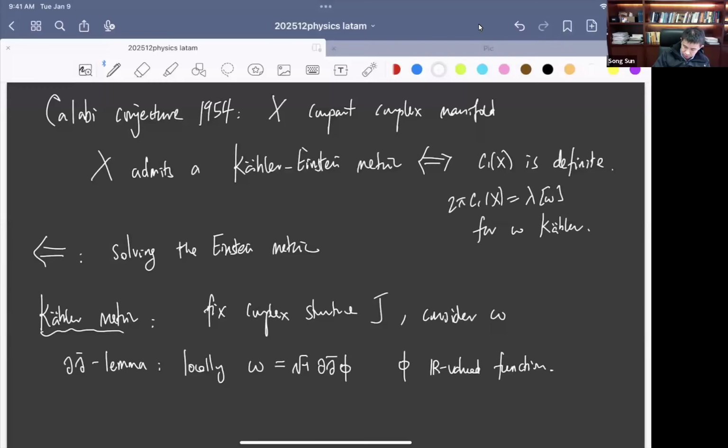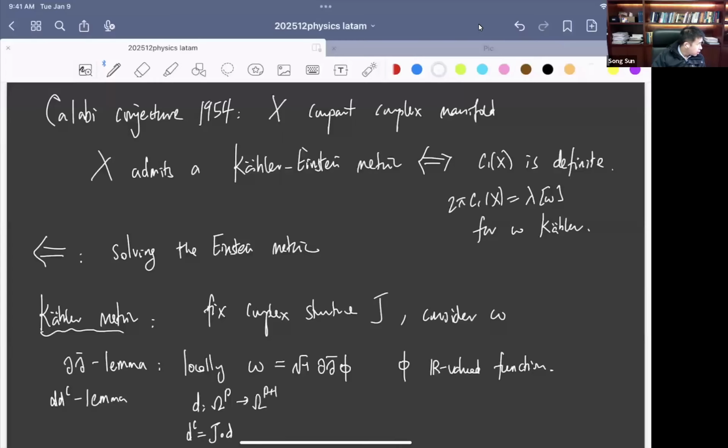Sometimes you also write omega equals dd^c, called the dd^c lemma. The relation is that we know we have the operator d from p-forms to (p+1)-forms, the exterior derivative. And because we have a complex structure, d^c is J composed with d.